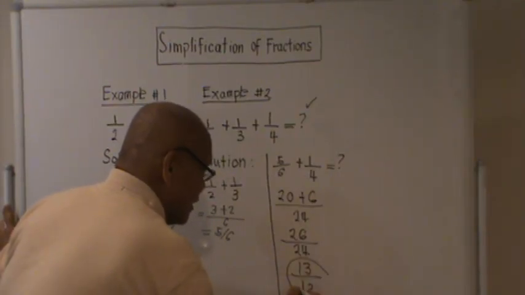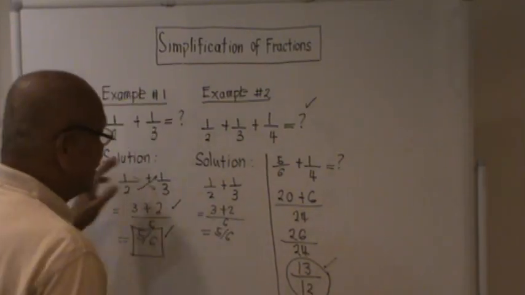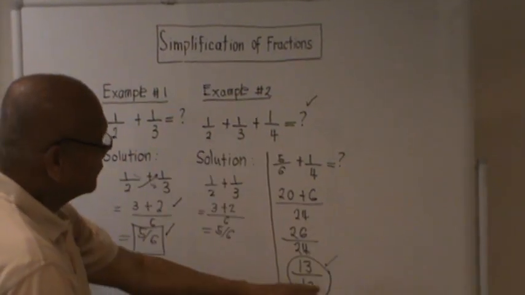So the final answer will be 13 over 12, meaning to say 1/2 plus 1/3 plus 1/4 is actually 13 over 12.